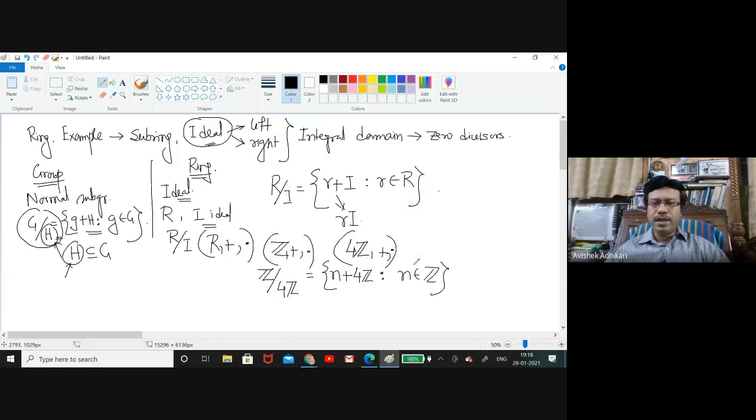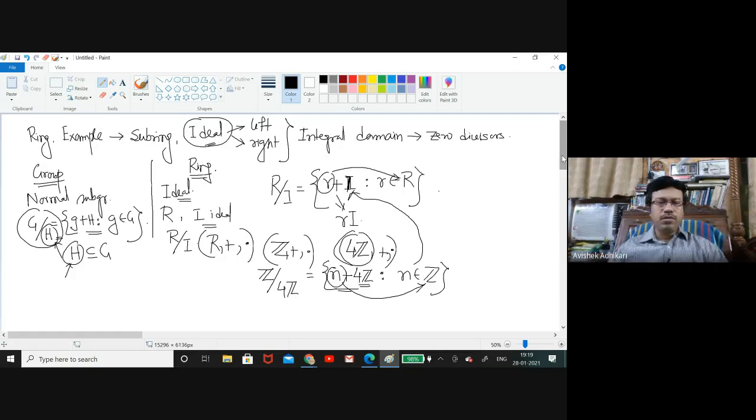See, if I write like this, here n comes from the original ring, and then plus 4Z. Here 4Z was my ideal. As we know, 4Z is also an ideal of Z plus dot. So here n plus I is nothing but n plus 4Z. So you can see n plus 4Z, how does this n plus 4Z look?